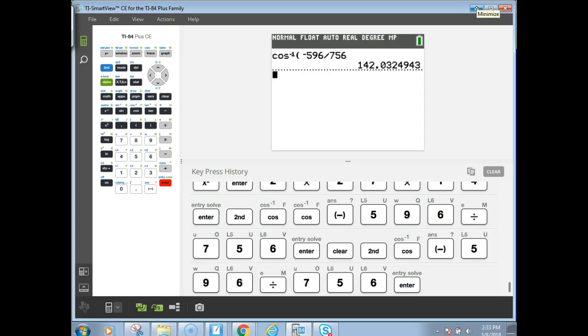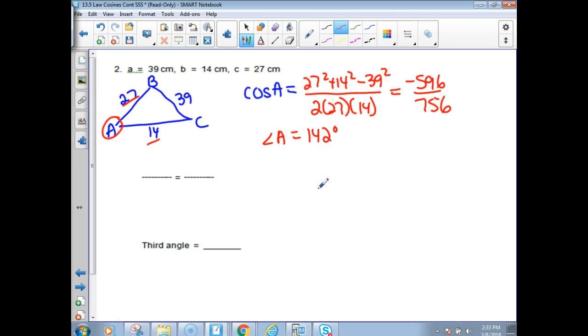You all right now? Okay. All right, now we're going to find the rest of the angles. The next one, since we're using law of sines, which one are we going to find? Which would be opposite the smallest side, so angle B. So sine of B is to 14, you need to use the sine of 142 is to 39.